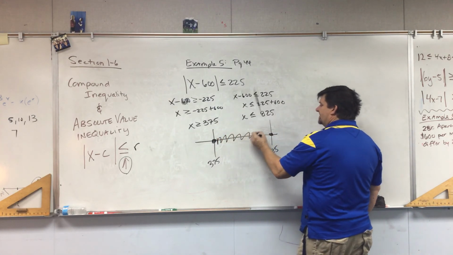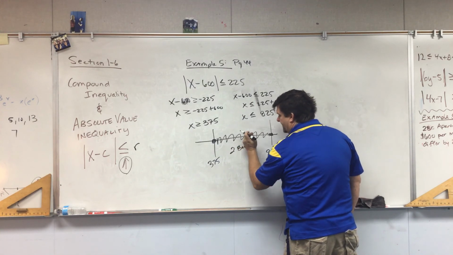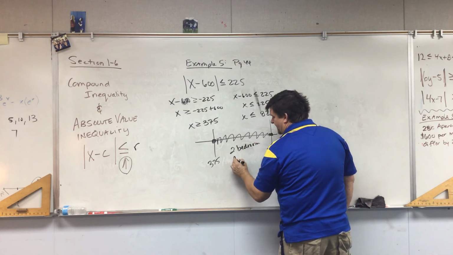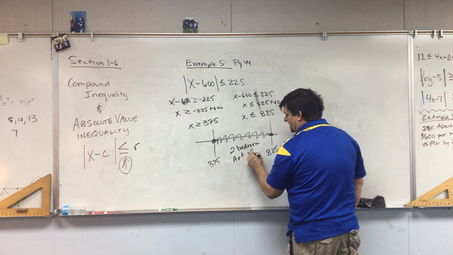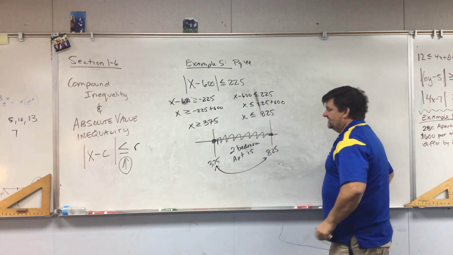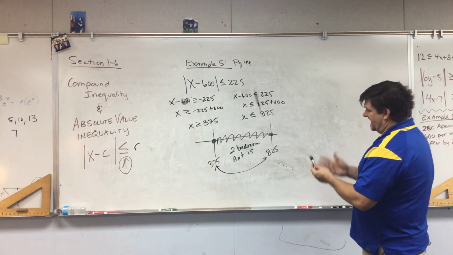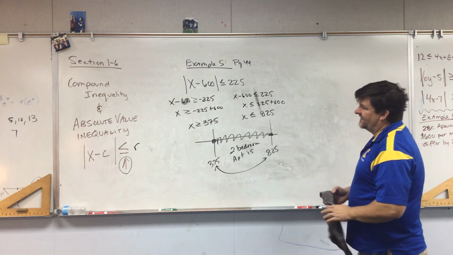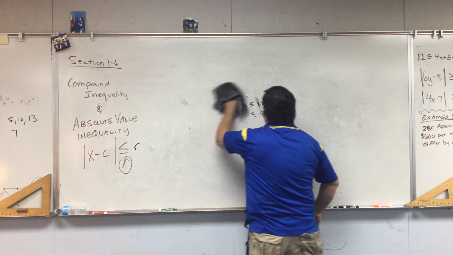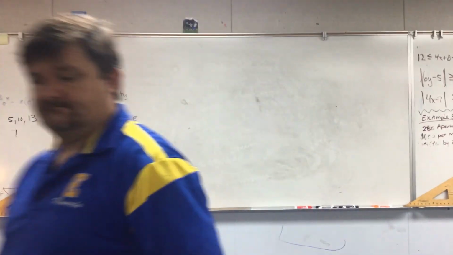So the cost of the 2-bedroom apartment is between 375 and 825. So she can pay as little as 375, and she can pay as much as 825. So that's kind of how you do inequalities and absolute value inequalities, guys. Good luck.